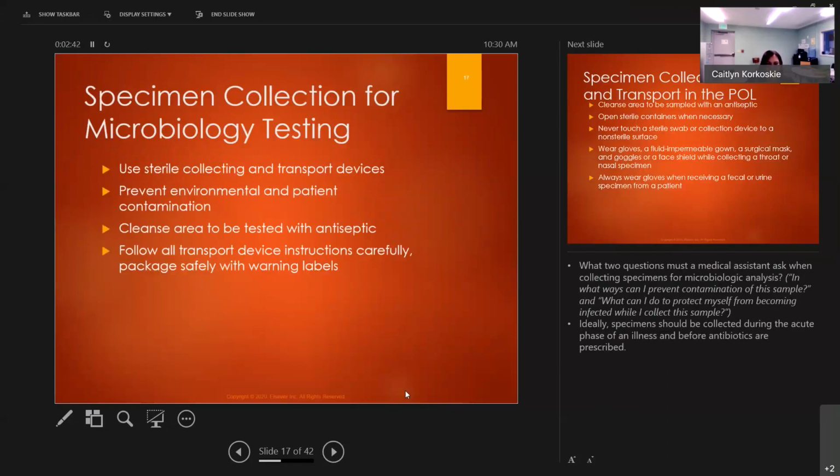All right, so specimen collecting for microbiology testing. We always use a sterile collecting container. If we were doing a culture on a wound, usually it comes in a kit where you have the container and the swab together. Once you take the culture, you put that swab into that sterile device, or maybe you have a sterile cup. But you always want to use a sterile collecting method and transport devices.